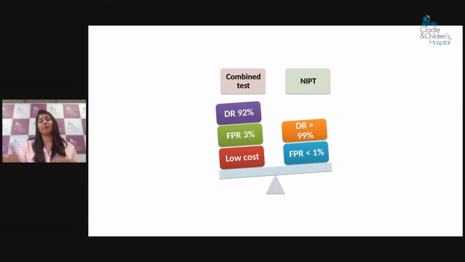So why are we still offering a combined test to a majority rather than an NIPT? Ideally, we should be doing an NIPT for everybody and not have NT screening, is what one could ask. But the combined test is very low cost compared to NIPT, which is quite expensive. So NIPT is restricted to people with high risk in the first trimester screening, or a priori high risk. Also, when you do an NT screening, it not only gives you the risk for aneuploidies, it also helps us detect other structural defects.